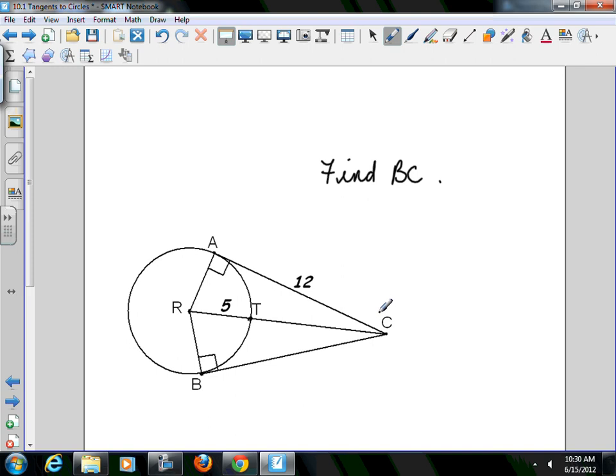Well, we already know that if two segments from an exterior point are tangent to the circle, then the segments from that exterior point to the point of tangency are congruent. So we know that AC must be congruent to BC. They must have the same length. So if AC is 12, BC is also going to have to be 12.